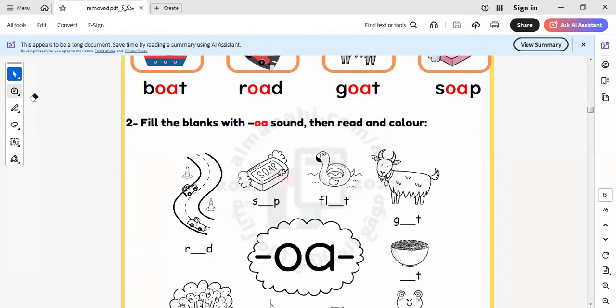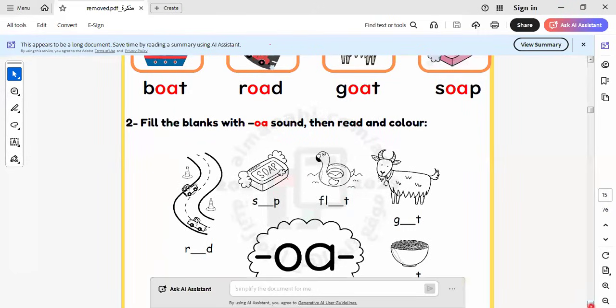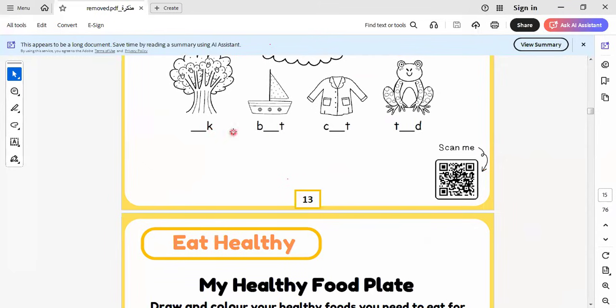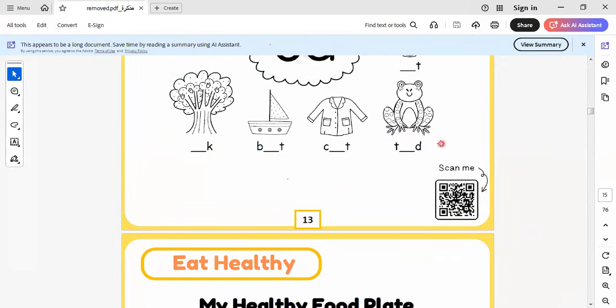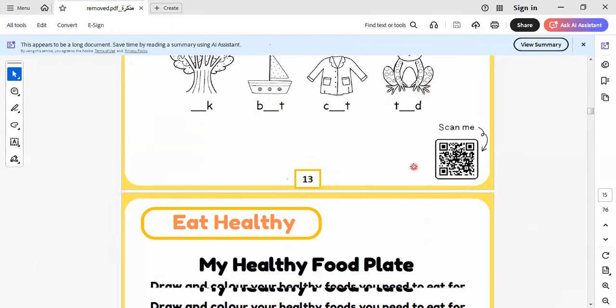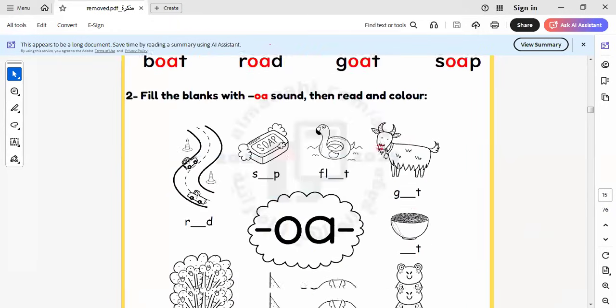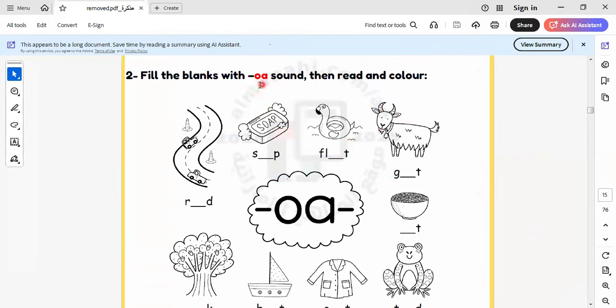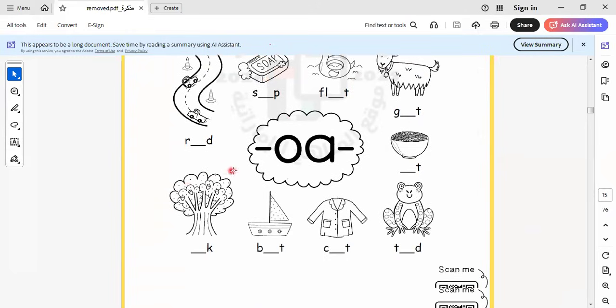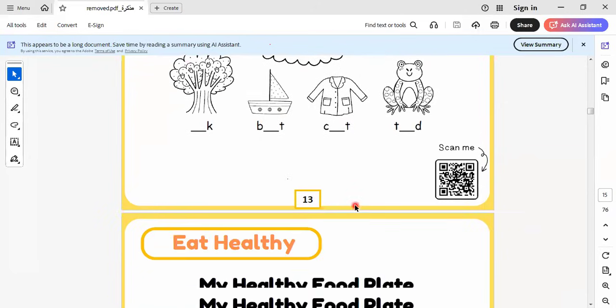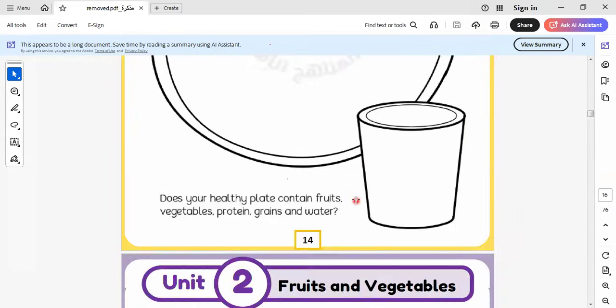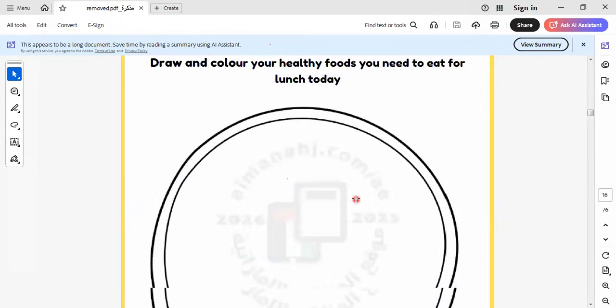Let's go to another one here. Here is boat. Here is coat. Here is toad. So I replace and answer the sentence, but with OA, like soup, road, goat, boat, coat.